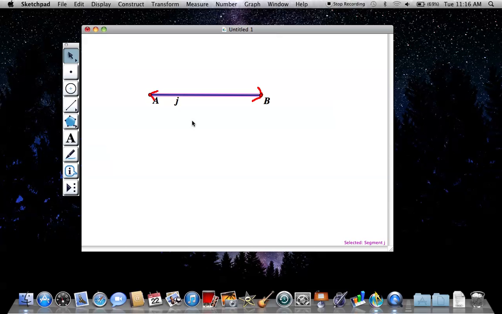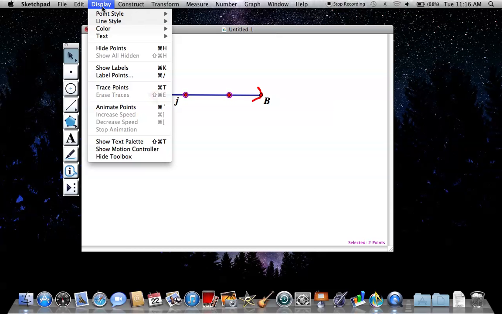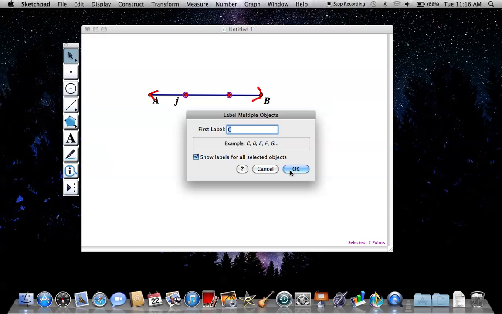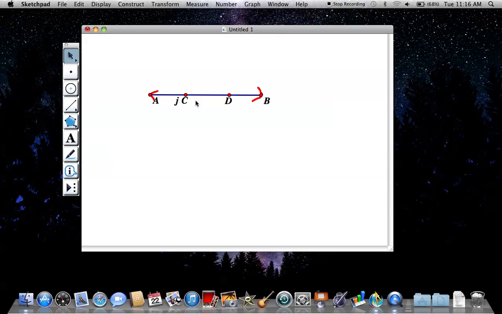Now with points, if we have points that are all in a line, like so, I have point A, I have point B, and I have these 2 points in between. We say that all 4 of these points are collinear because they lie on the same line, line AB or line J. So A, C, D, and B are collinear.